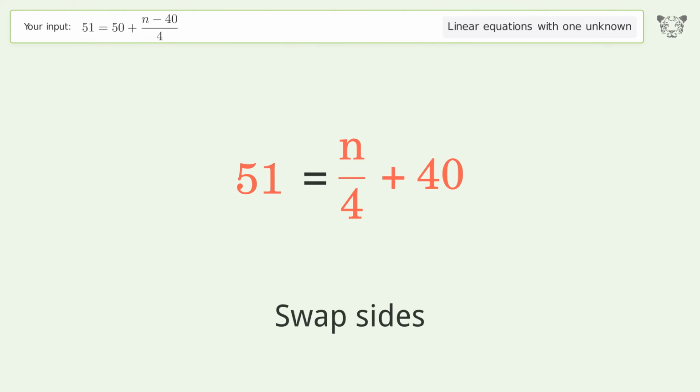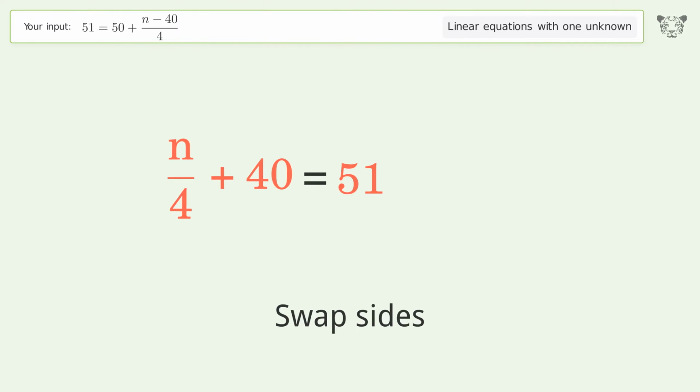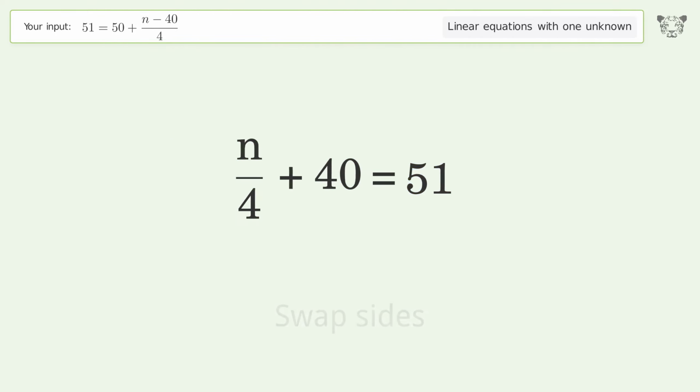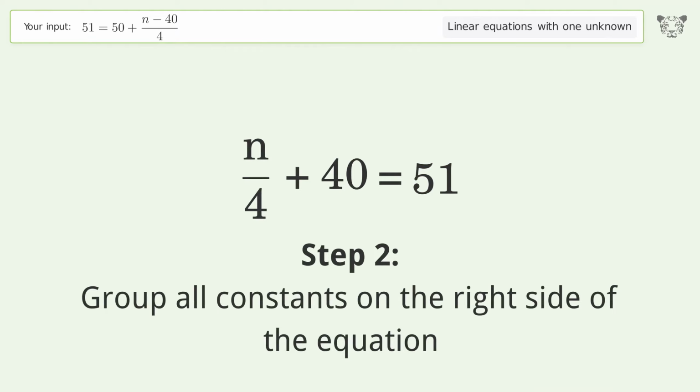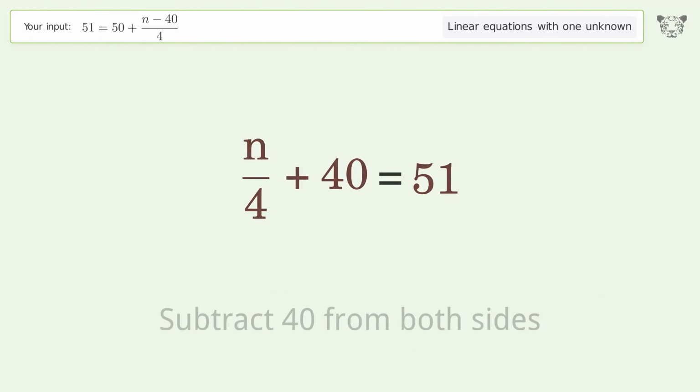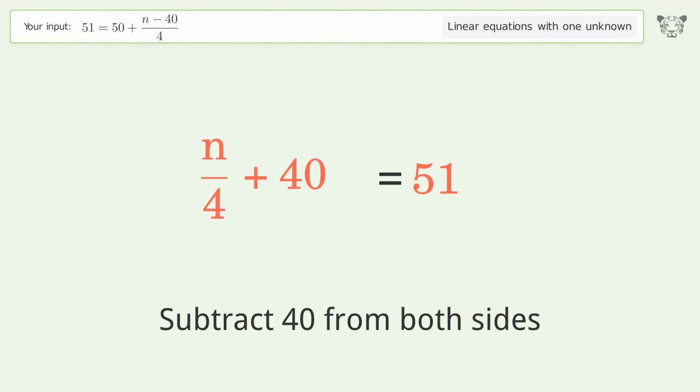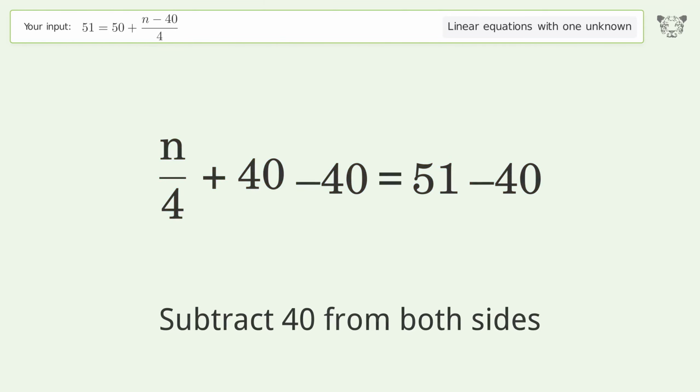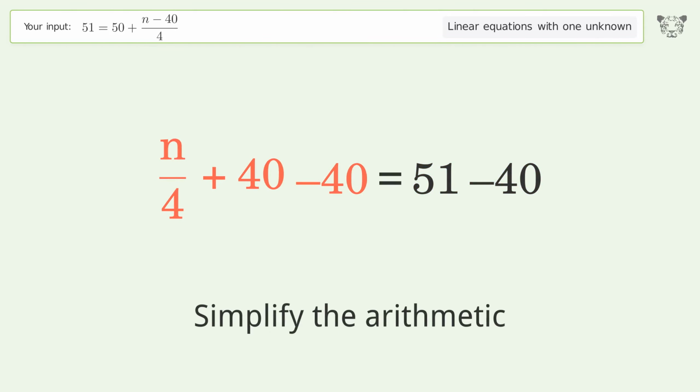Swap sides. Group all constants on the right side of the equation. Subtract 40 from both sides. Simplify the arithmetic.